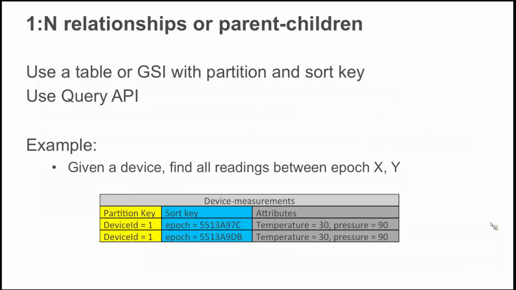For a given device, find all readings between this given time period. In this particular case, we can have a partition key, which is the device ID, and a sort key, which is the timestamp, and it'd be very easy to get all the metrics for a given device by just doing a table select, right?